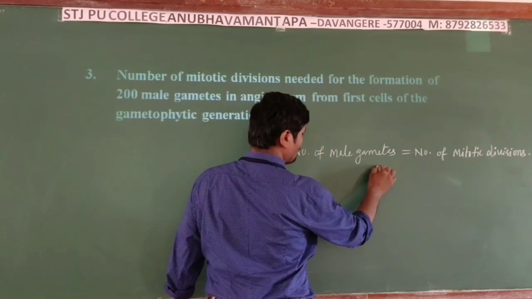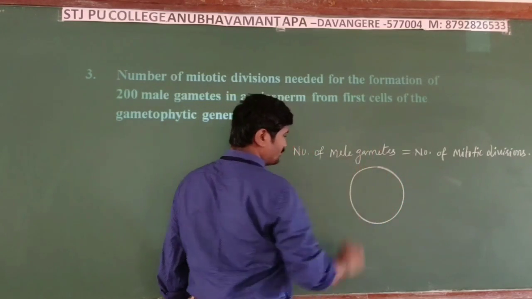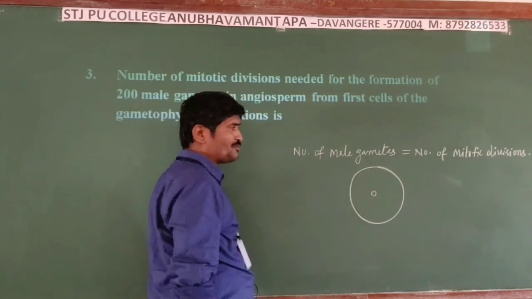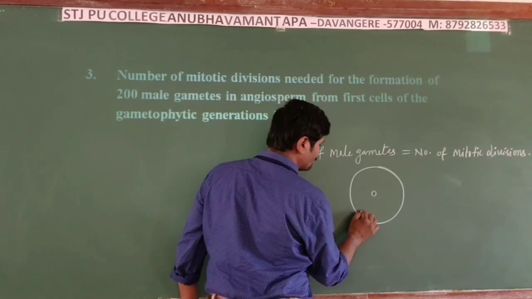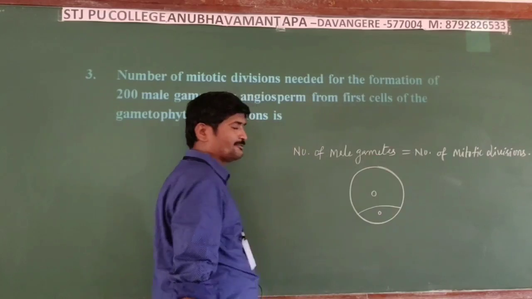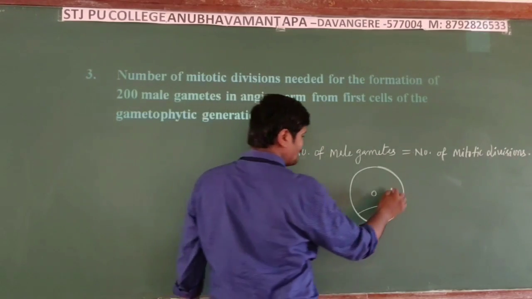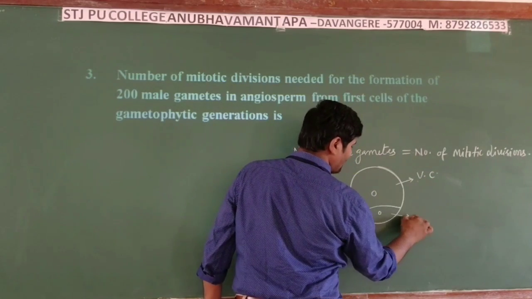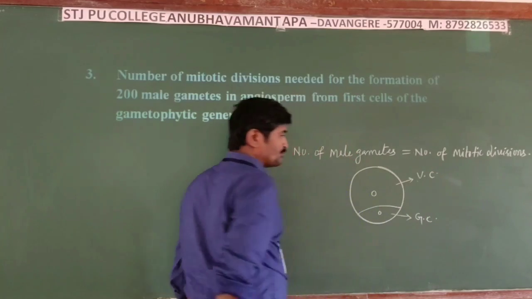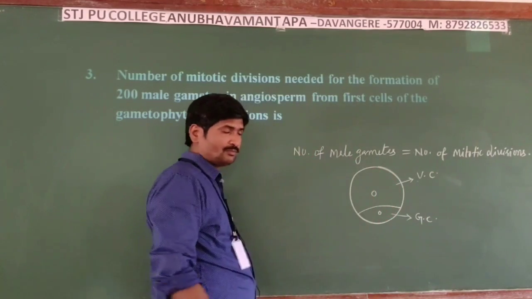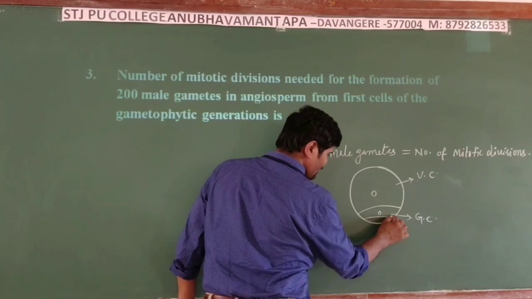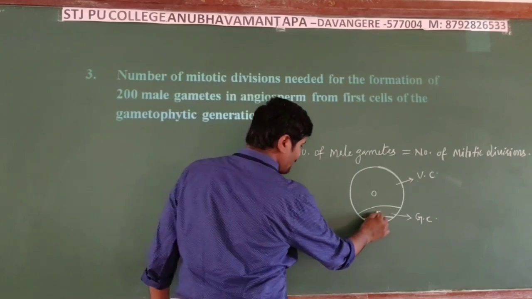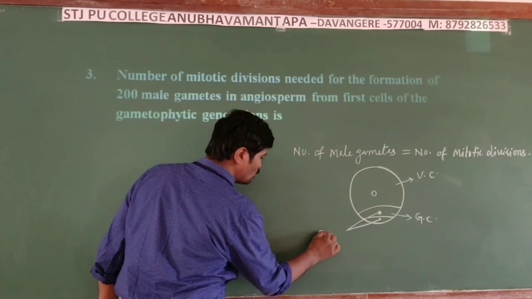See here. This is the structure of the pollen, right? The single nucleus undergoes the first mitotic division to form two unequal cells. What are the unequal cells? First one is the vegetative cell. Second one is the generative cell. This is the first mitotic division. In the second mitotic division, see, the second mitotic division takes place in the generative cell. And that gives rise to a total of two male gametes.